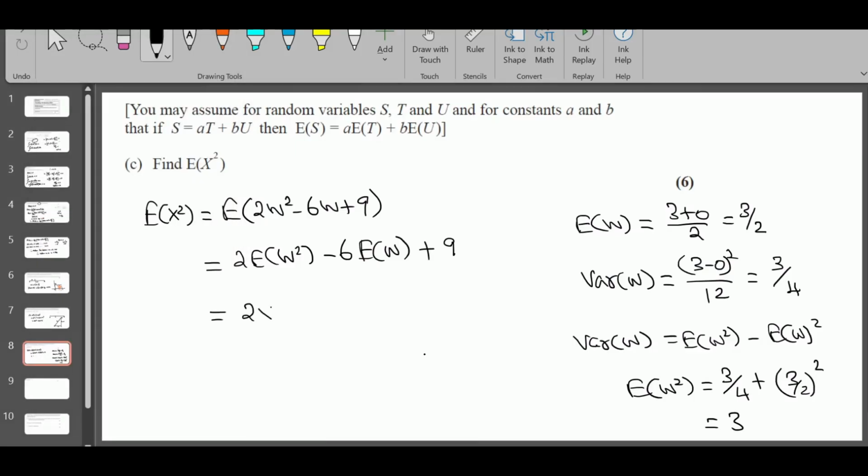Now sub in everything here. 2 times E of W square, which is 3. 6 times E of W plus 9, which is 6 plus 9, 15 minus 9. You will get 6 is the answer. That's a 6-mark question actually. All these are your working. You need to show all these working.